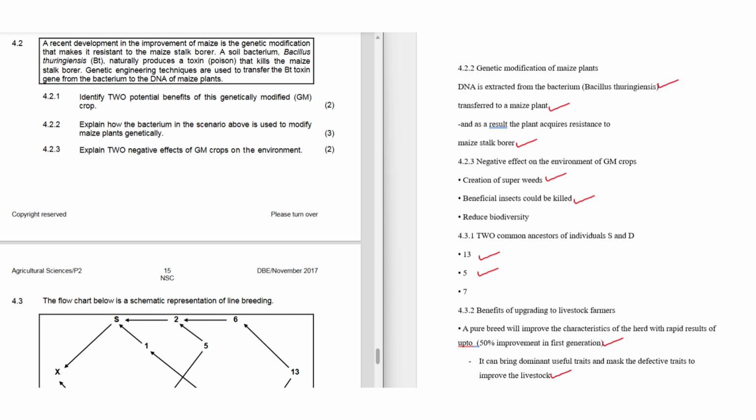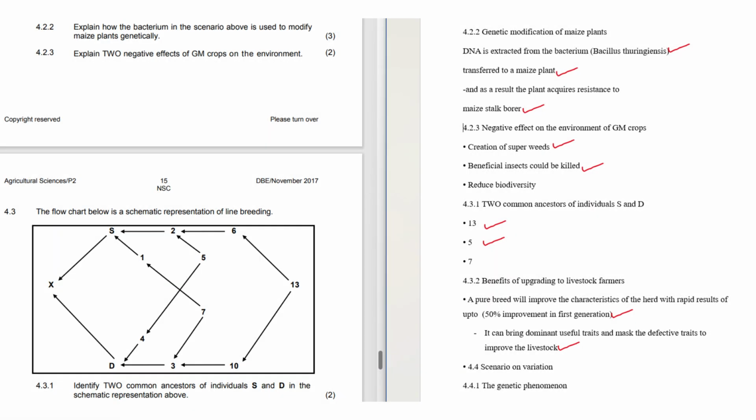Okay, then for this question, it is 3 marks. Next, we're going to get 1 mark for the how part. How do we transfer this DNA, or how do we get this DNA so that this DNA can end up in the maize plant? How? Okay, the how part.